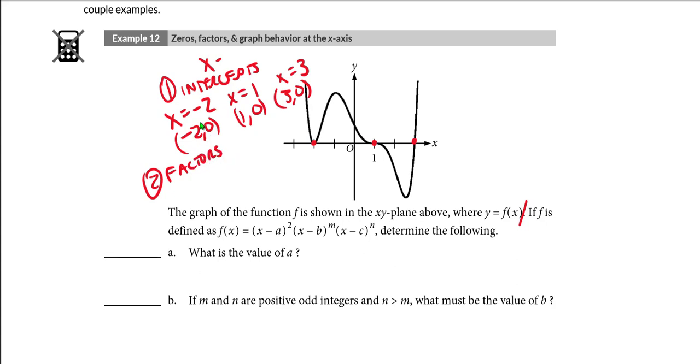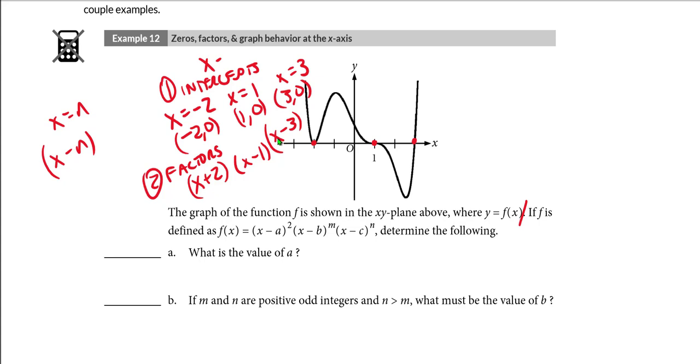So I know that, remember we said, if x equals n is a 0, then x minus n is a factor. So if x equals -2, then x minus -2 is a factor, which means one of my factors is x plus 2. Another factor is going to be x minus 1. That's from the 0 here, this x equals 1, 0. And another one's going to be x minus 3. So those are going to be my three factors here.